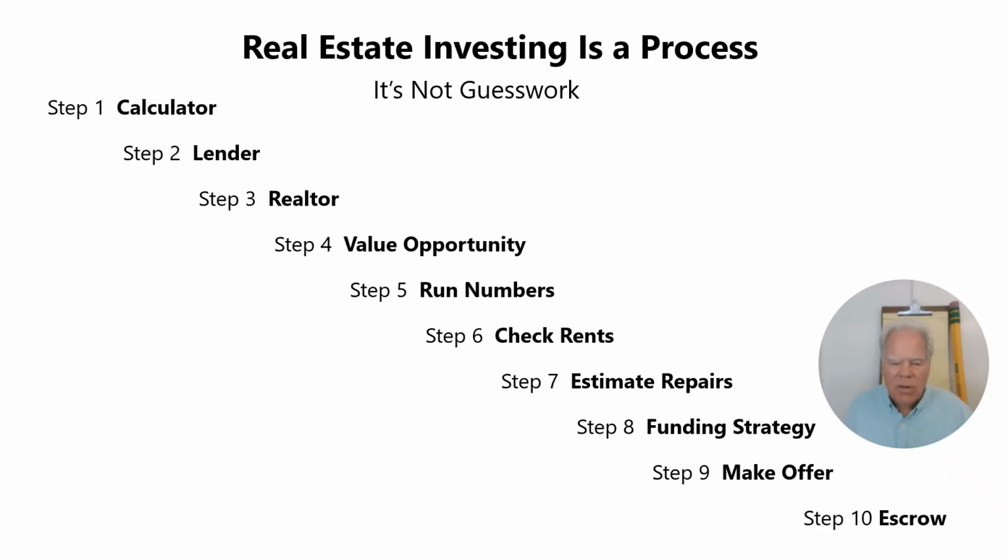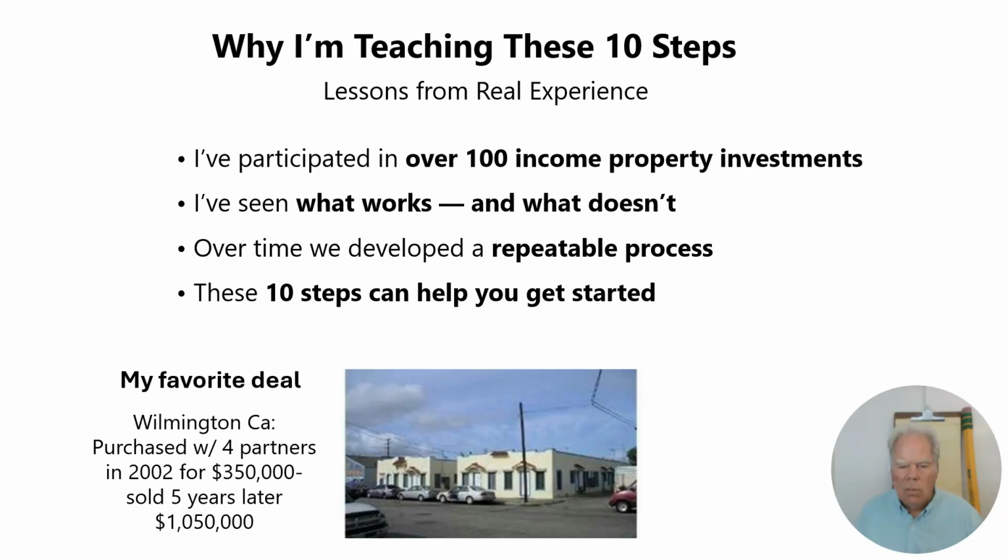When people first look at income property, they often think it requires perfect timing or some kind of special insider knowledge. But in reality, most experienced investors simply follow a consistent process. They evaluate opportunities, check the numbers, and move forward when the deal makes sense. These 10 steps outline that process.